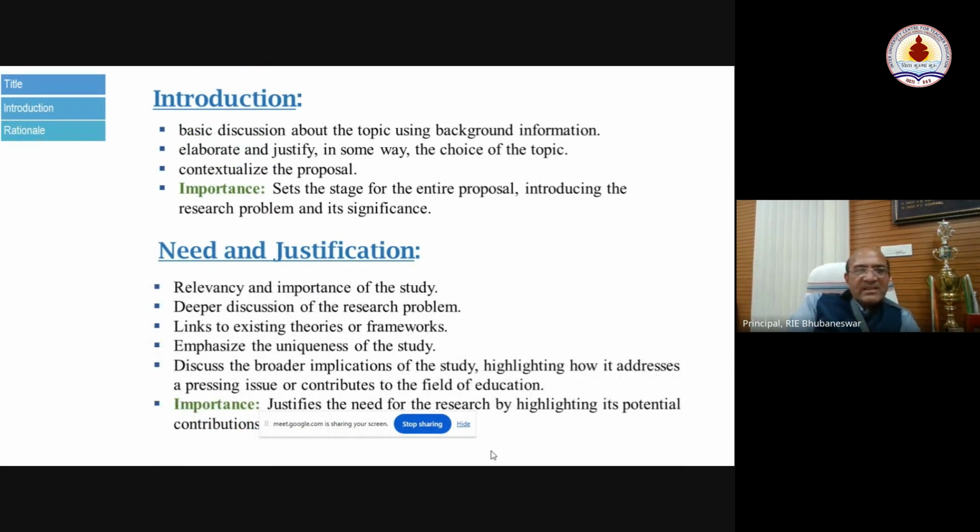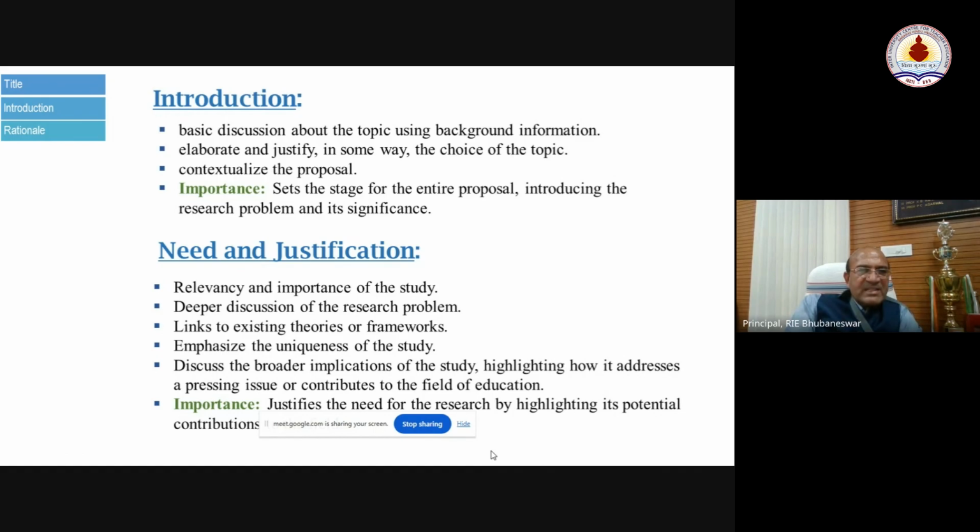Then introduction. So what should I cover in the introduction? Basic discussion about the topic using background information, even sometimes the terms which I'm using in that topic. For example, what is experiential learning? Right? What is happening in science in Odisha state? So certain introduction I have to give.